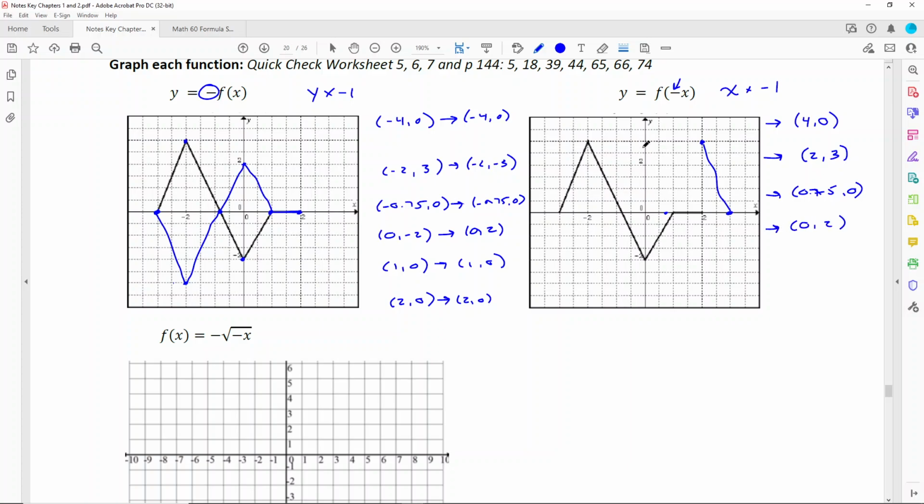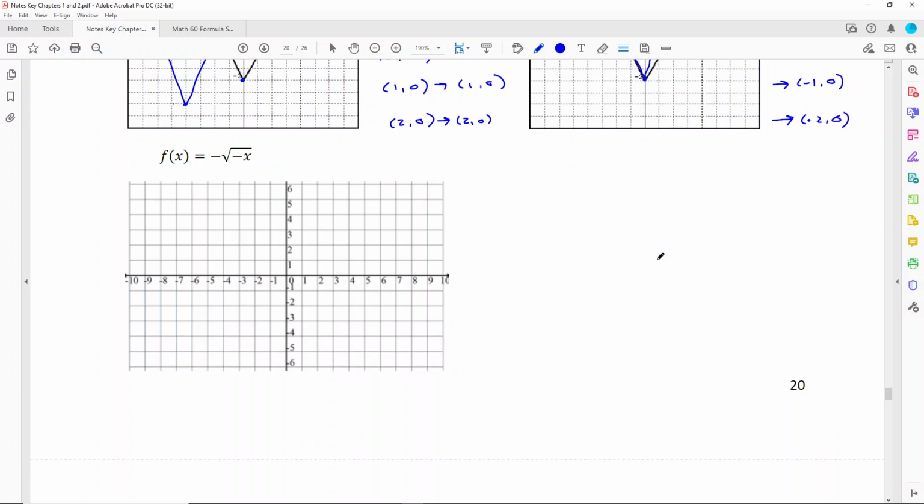Now any y-intercept is an invariant point, so that one's not going to change. So now I have to get from here to here. Okay, and then we've got 1, 0 would go to negative 1, 0. So this point here at 1, 0 would go to negative 1, 0. And then that point at 2, 0 would go to negative 2, 0. So it would be over here. And then I connect my dots. There you go. So that graph is a reflection of the x values over the y-axis.